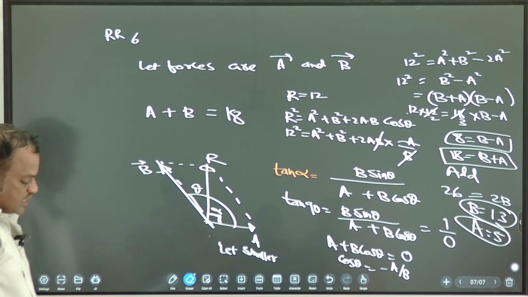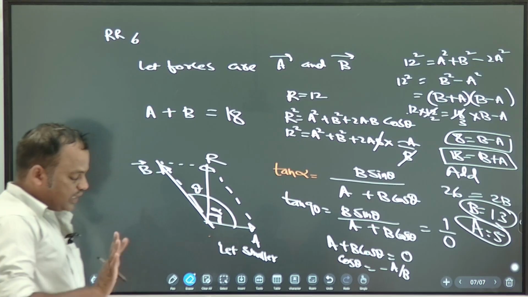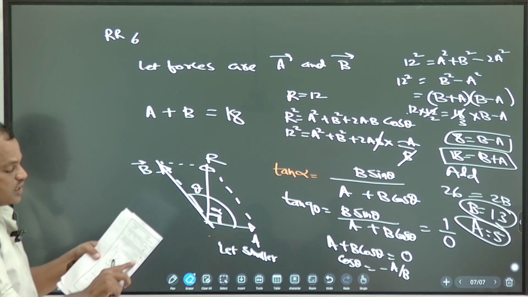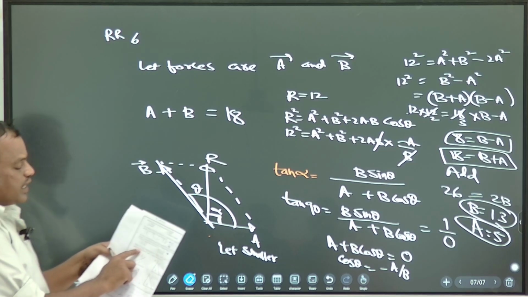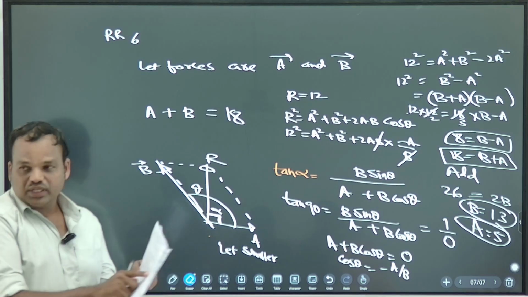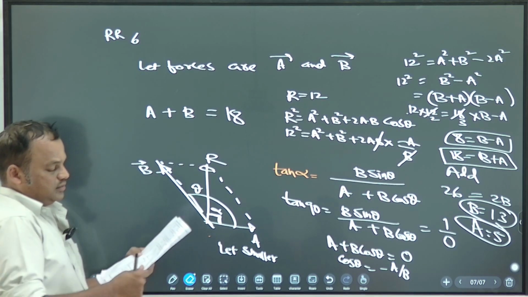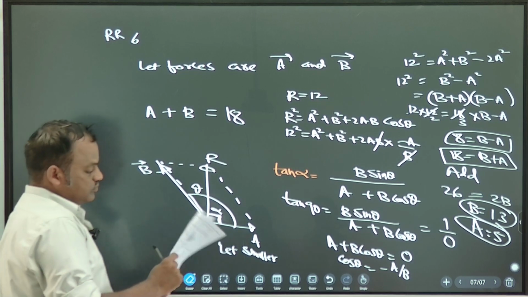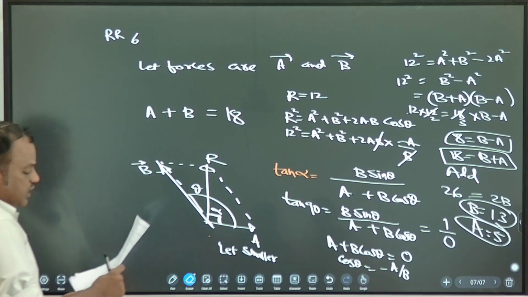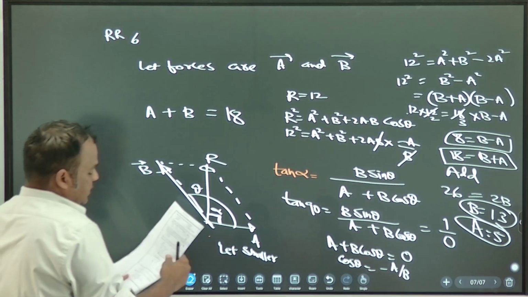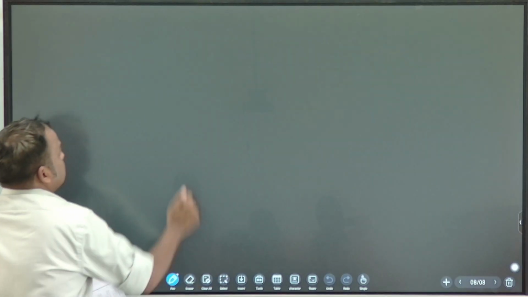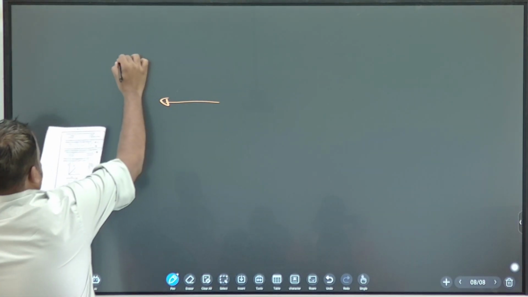So three forces are there: F1, F2, F3, which correctly shows addition of F1 and F2 and resultant is F3. Yield means resultant, sum. So third is correct. Third option is correct. Note down. Third option is like this.